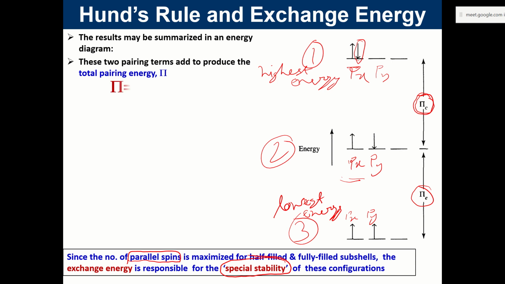Okay, and so what we write here, that starting from situation number 3 to situation number 1, the total change in energy is capital pi, and it is a sum of pi c plus pi e, the Coulombic energy and the exchange energy. It is a capital pi from the Greek alphabet. Small pi आप जैसे लिखते हैं वैसे capital pi लिख सकते हैं. So this is how we represent it.